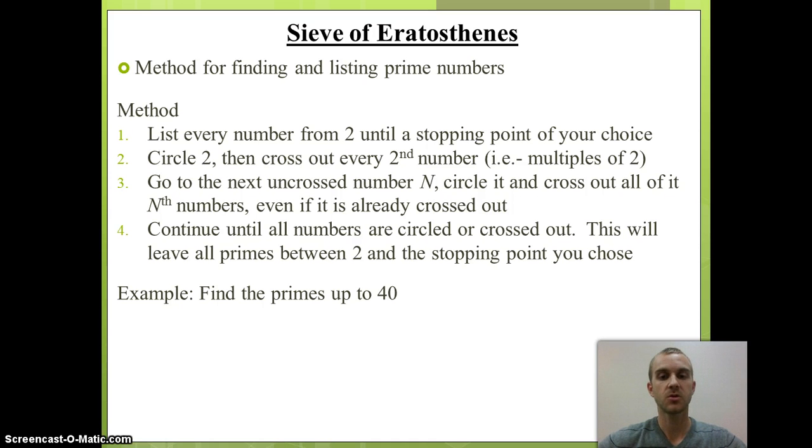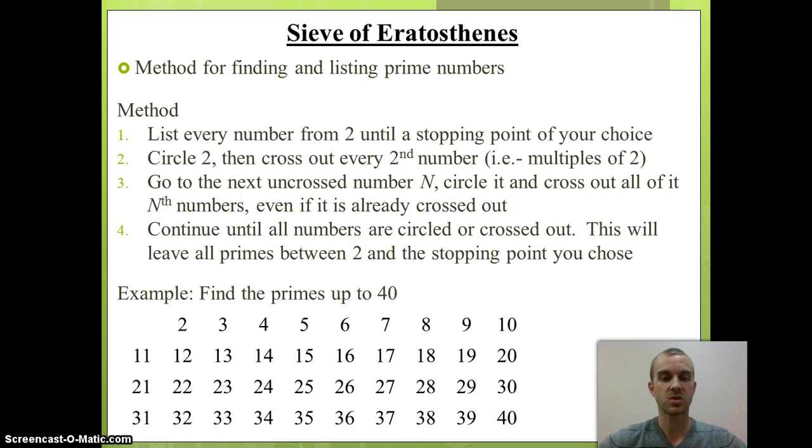So say we want to do up to 40. First thing we do is list all of the numbers starting at 2. So I circle 2 and I cross out every second value. You see, so there goes all my evens. Well, the next number left is 3. So I circle 3 and then we'll cross out all the third values. So 6, 9, all my multiples of 3.